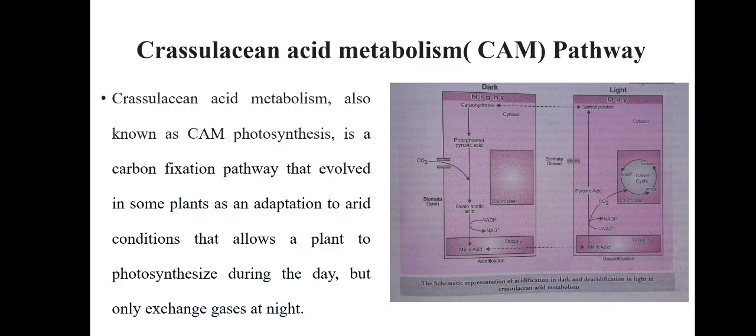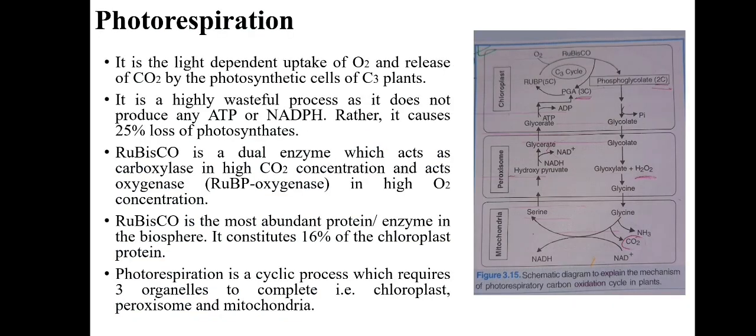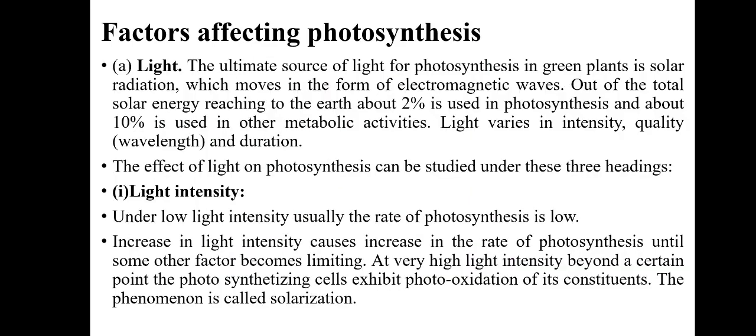Then crassulacean acid metabolism or CAM pathway, which is present in the cactaceae family and many succulent plants, many desert plants which are present in desert conditions, to check the excess water loss. Then photorespiration, it is a highly wasteful process, where rubisco, which is a dual natured enzyme, captures oxygen instead of carbon dioxide and forms phosphoglycolate.